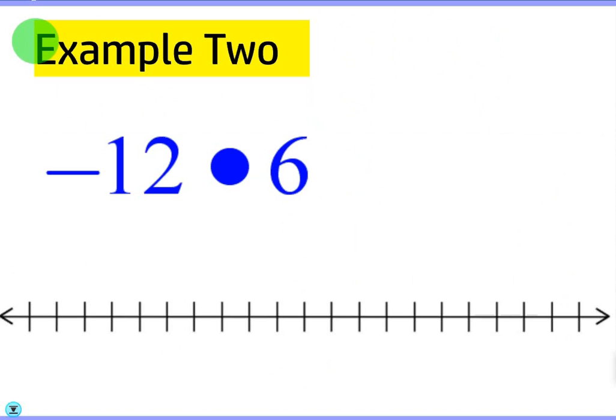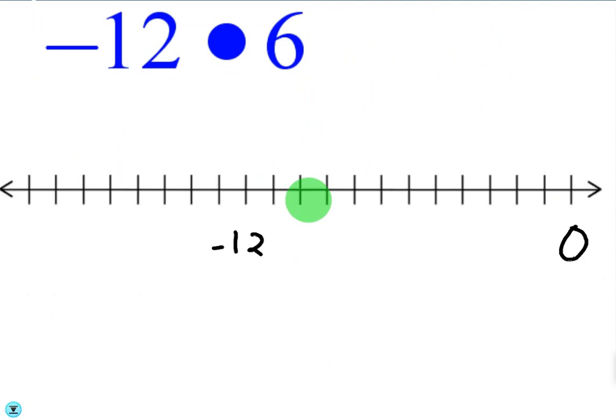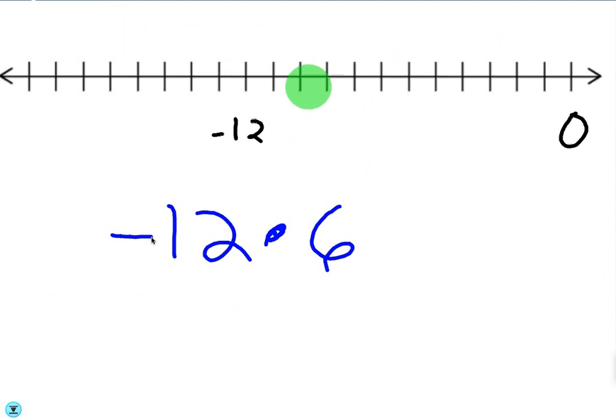Negative 12 times 6. Again, if you're starting at, here's 0, negative 1, 2, 3, 4, 5, 6, 7, 8, 9, 10, 11, negative 12. If you're multiplying that 6 times, you're going to be going this way, so it's going to be negative. But what's 12 times 6? Well, 12 times 6, let's do the dot here, is 72. But since the answer is negative, the answer is negative 72.